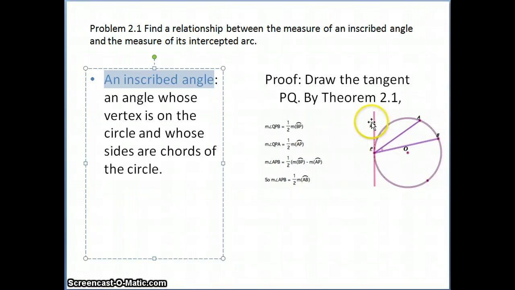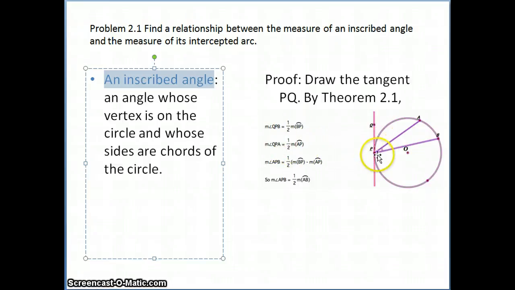So what we do is first we construct a tangent line PQ to the circle O. And now we have two angles. Because we have two chords, we use the tangent line PQ and the chord AP. So forget about the chord BP for a second. The angle formed by them should be half of this arc AP. So this is theorem 2.1 we just proved.